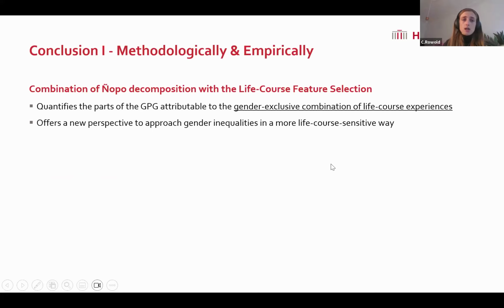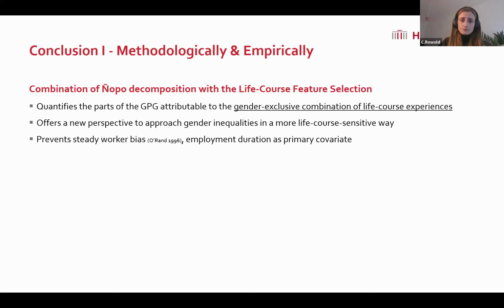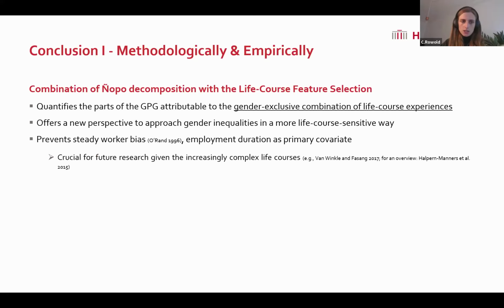Okay, conclusions. I would conclude that the combination of Newport decomposition with the life course feature selection works pretty nicely for analyzing gender pension gaps, and maybe brings in a new perspective by quantifying, again, the part of the gap due to gender exclusive combinations of life course experiences, really highlighting those, and also offers a new perspective to approach gender inequalities in a more life course sensitive way. It prevents, to some extent, the steady worker bias of focusing mostly on employment duration or these stable employment careers.